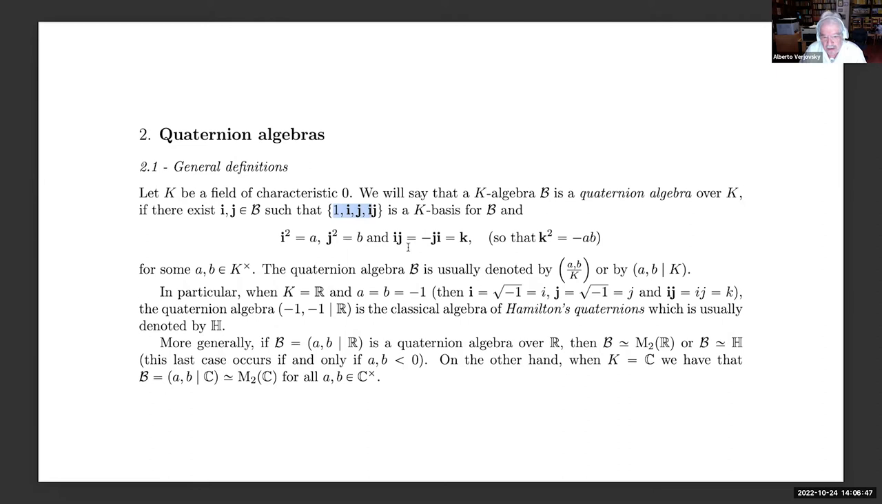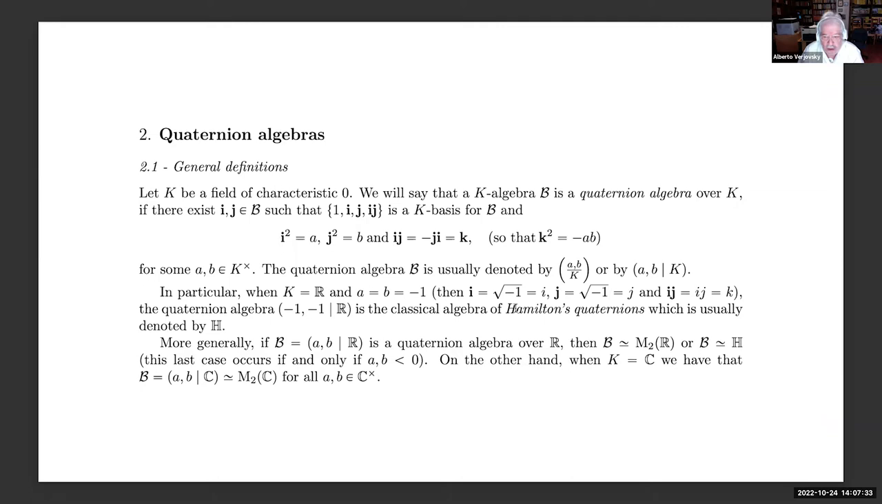Sometimes I omit the K in this notation. In the case the field is the real numbers and a is equal to minus one and b is equal to minus one, that's the classical Hamilton quaternions of the 19th century. But this generalizes: we can take a and b any two non-zero numbers. The canonical notation for that is usually the parentheses (a, b) over K. When the field is the real numbers and a and b are minus one, then this is the usual Hamilton quaternions.